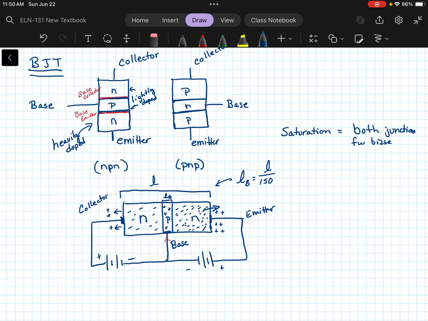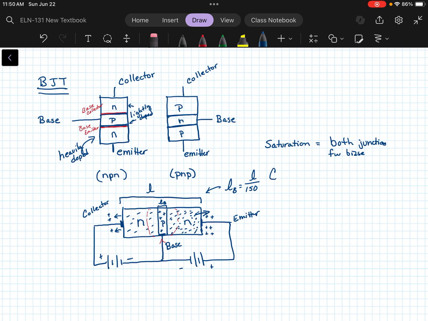So what we're doing when we reverse bias both is we're going to basically create a very large depletion region in the middle that's not going to allow current to flow at all. So in this case, we're not going to have any current at the base. That's what we call the cutoff region, where both junctions are reverse biased.